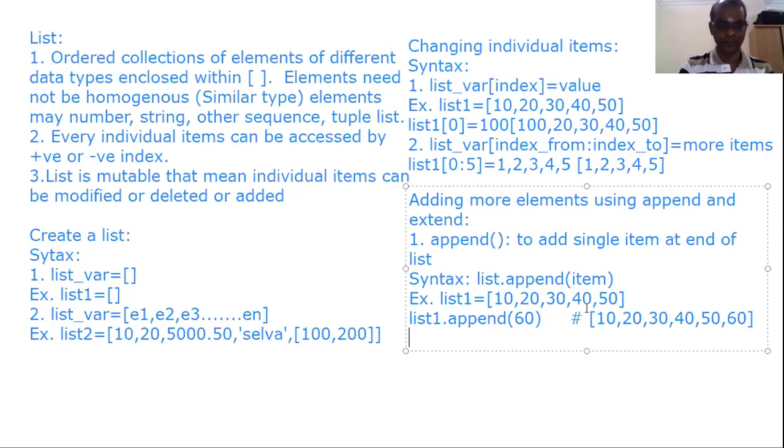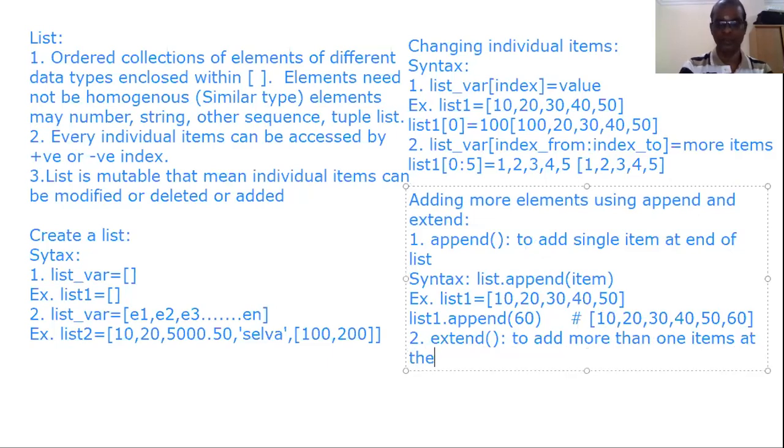Next one is extend. If you want to add more values: append is used to add a single item at the end of the list. Extend is used to add more items, more than one item, same thing, at the end of the list.